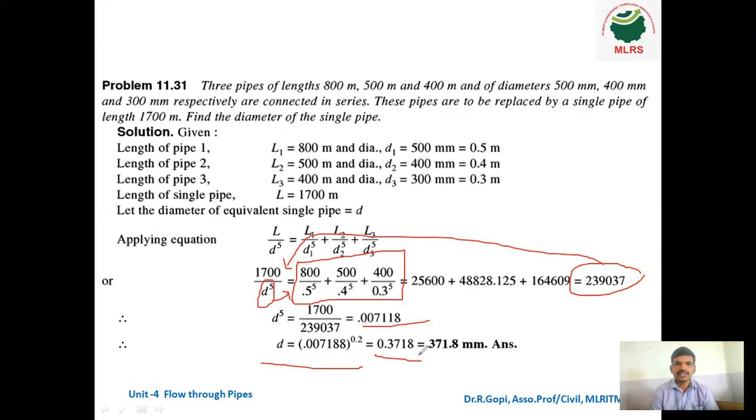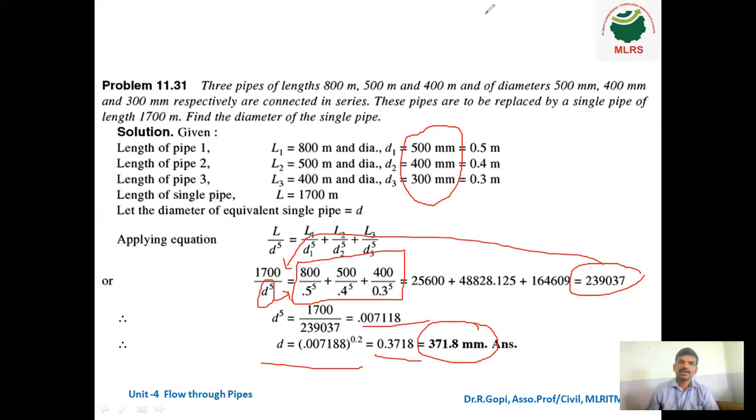So using this, we can find 371.8 mm. This is the diameter of the equivalent pipe. Initially the compound pipe had different diameters, that is 500 mm, 400 mm, 300 mm. It is replaced by a single pipe, and the resultant diameter is 371.8 mm. We have to provide that 371.8 mm for the same discharge.